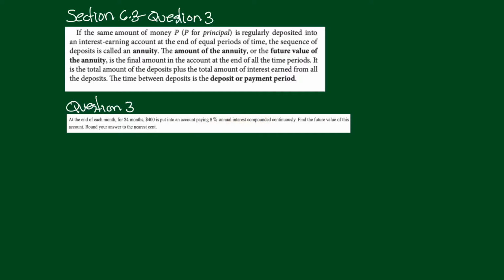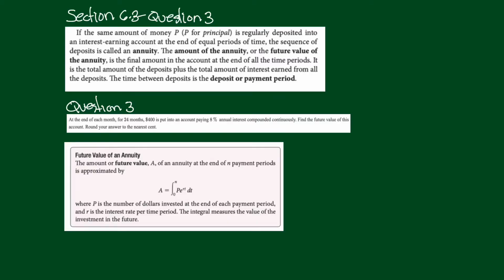All right, so get the idea. So it's like maybe at the end of every month, you take your $400 and you put it into some account. Account pays 8%, and you're going to do that for 24 months. So what we want to do is find the future value of that account. So how much money will we have at the end of 24 months? So we have an integral that does this for us. Here's what it is right here. We derive it in the textbook. You can look at that if you like, but I'm just going to use it for this problem here.